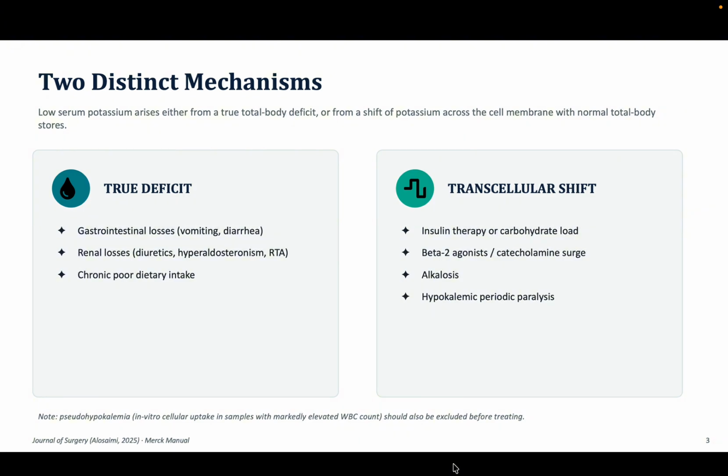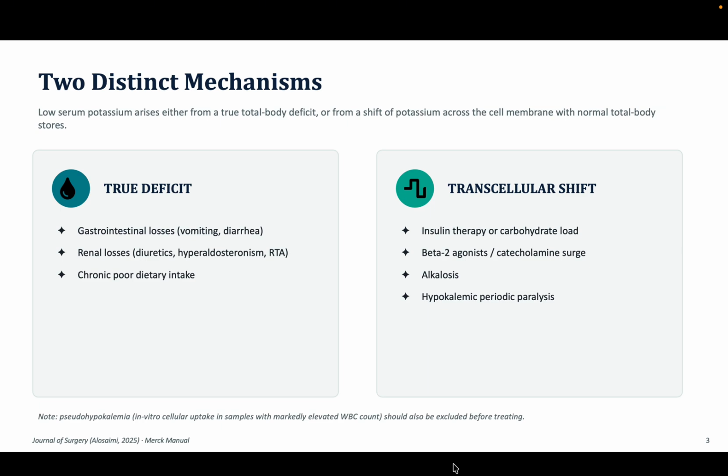It might also occur due to transcellular shift, which occurs due to use of insulin therapy for hyperglycemia, increased carbohydrate load, or sudden infusion of high concentration dextrose containing fluid. Use of beta 2 agonists, which are especially used for respiratory tract diseases like asthma or acute bronchitis, catecholamine surge, metabolic or respiratory alkalosis, and hypokalemic periodic paralysis.